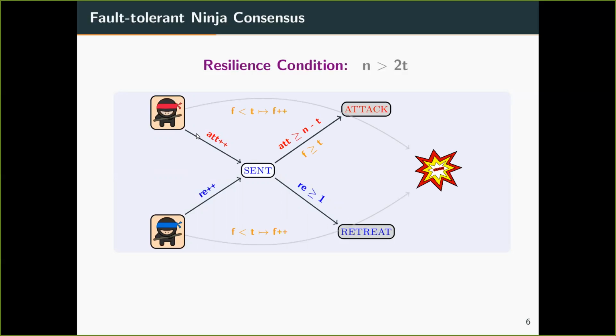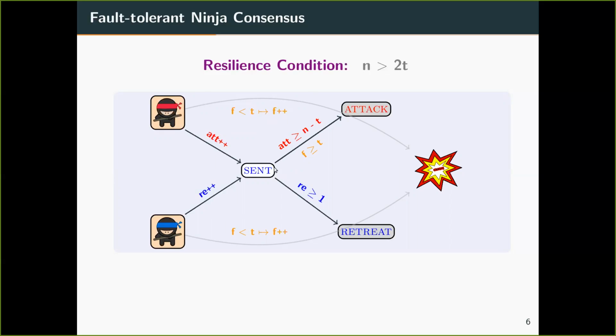First, we do not allow ninjas to non-deterministically crash. For this purpose, we have a shared variable f, which denotes the total number of processes which have crashed so far. Before a ninja crashes, it checks that the total number of ninjas which have crashed so far, which is f, is less than the total number of ninjas which are allowed to crash, which is t. If this is the case, then the ninja is allowed to crash from either of the two initial states, and the ninja also increments the variable f.